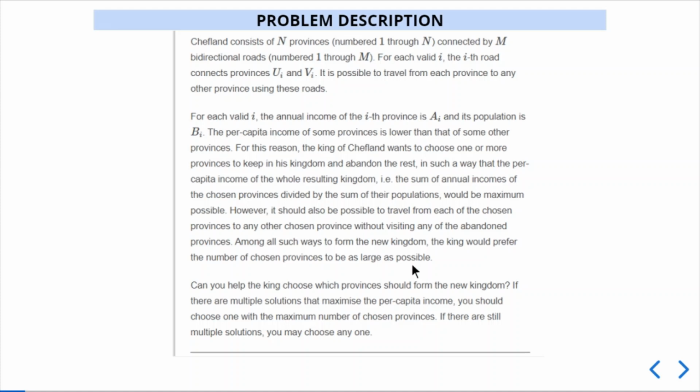So these are the conditions of the problem. We need to design this kingdom, print out the number of provinces possible, and print those provinces in a given order. If there is more than one answer, you can choose any one and print that. So this is the problem.